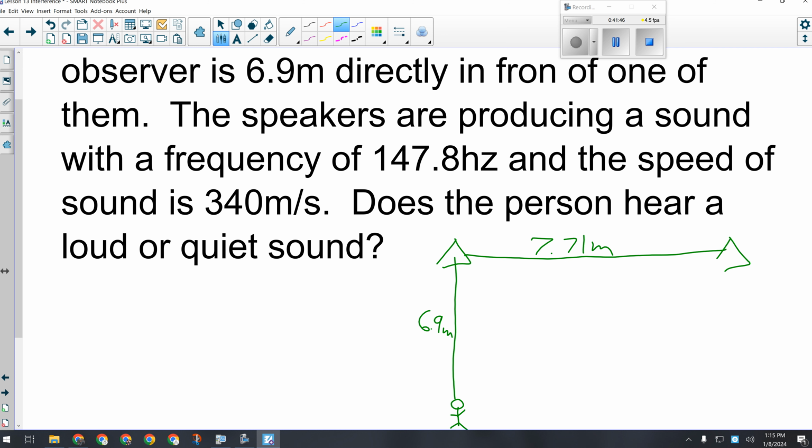There. Okay, 6.9 meters. And we know the frequency of the sound is 147.8 hertz. And the speed of the sound is 340 meters per second. And we want to know whether the person hears a loud or quiet sound. I got to calculate 2 things before I can even get to that. What are they?